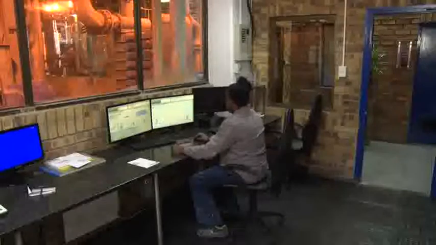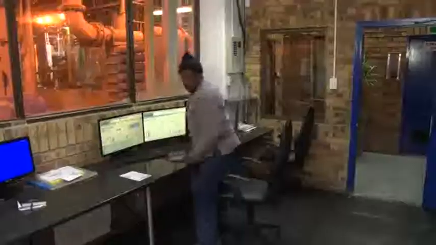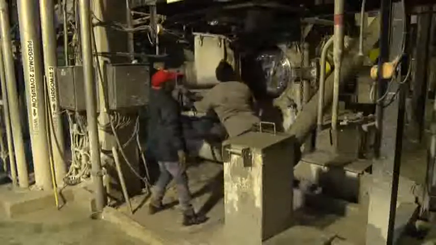While the machine minder monitors the process on this computer screen, there are also alarms on the machines that can alert him to anything going wrong. Once he sees a fault, he will go and physically check what is happening. Then he can fix the problem.